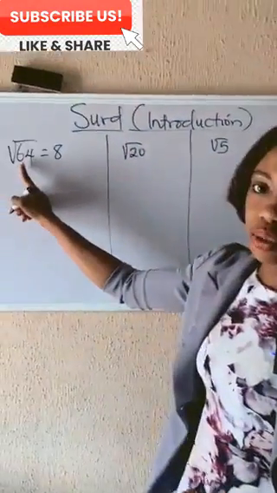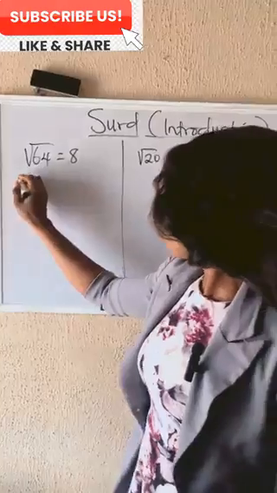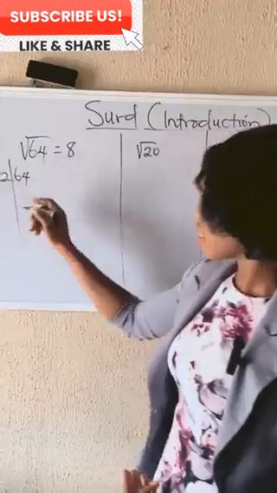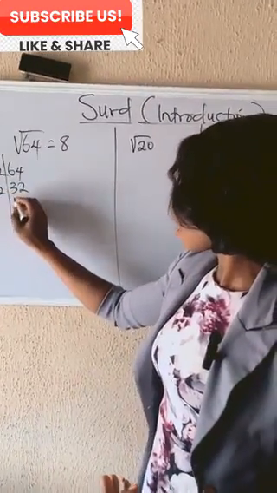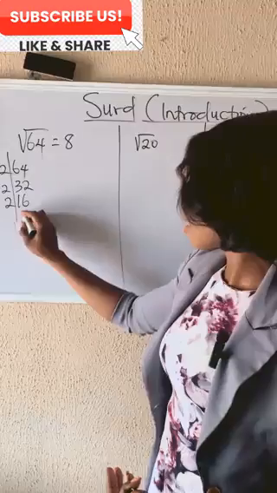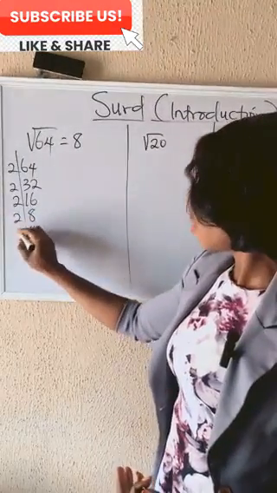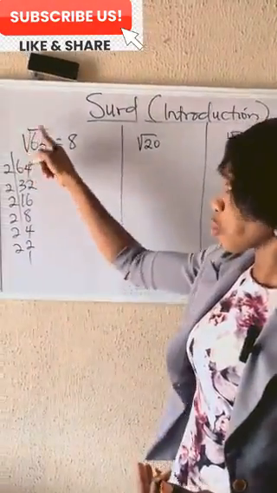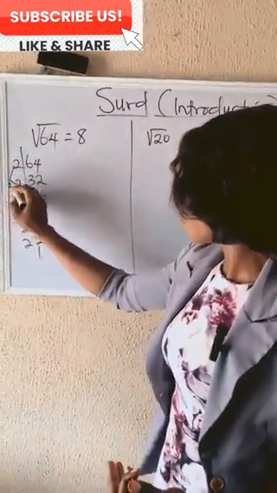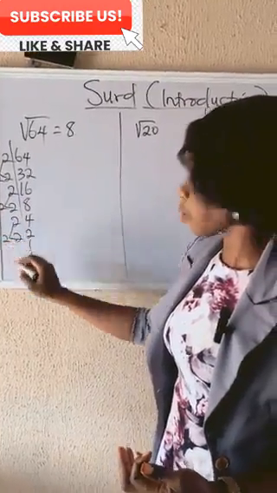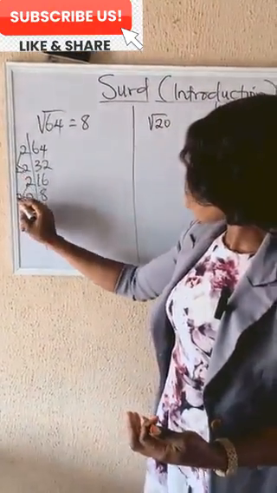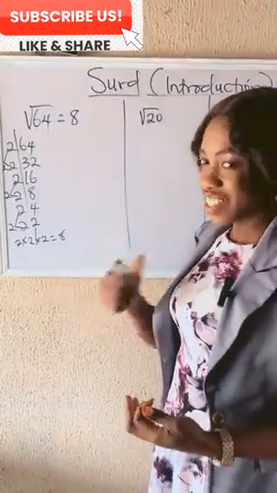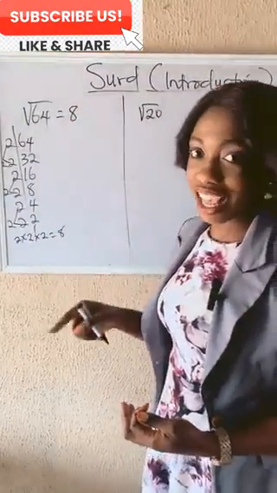Okay, let's see how we got this to give us 8. This is 64. Let's reduce 64. 2 divides 64 to give us 32. 2 divides 32 to give us 16. 2 divides 16 to give us 8. 2 divides 8, 4. 2 divides 4, 2. 2 divides 2 to give 1. So we are going to pair them because we are finding square roots. If we pair them, we pick 1 from this pair, pick 1 from this pair, pick 1 from this pair. At the end of the day, the values we picked will be 2 times 2 times 2, which will give us 8. So you see how we got square root of 64 to give us 8.